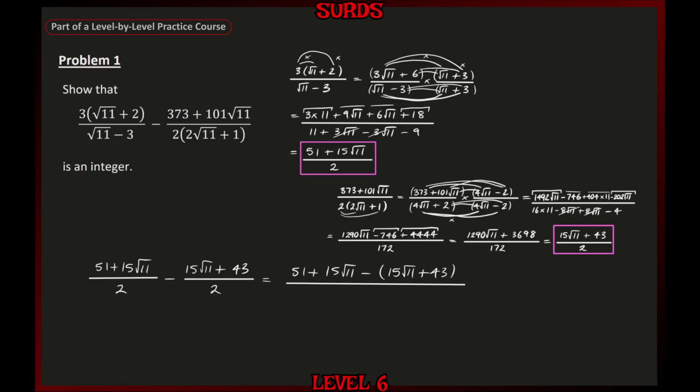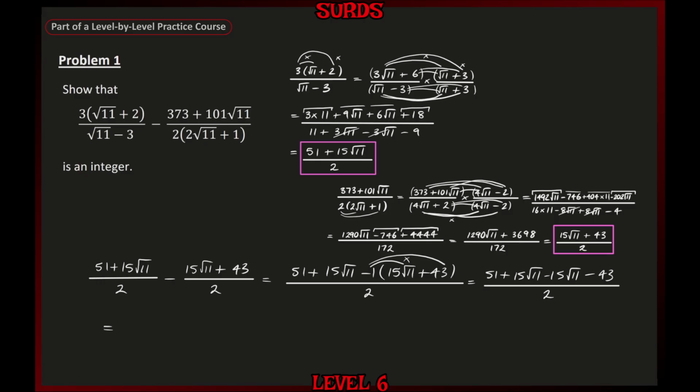And this is all over 2. Now the minus in front of that bracket on the numerator is equivalent to having a minus 1 there. So we can put a minus 1 there and expand the bracket. So we have 51 plus 15 root 11. Minus 1 times 15 root 11 is minus 15 root 11. And minus 1 times 43 is minus 43. And we still have a divide by 2 at the bottom.